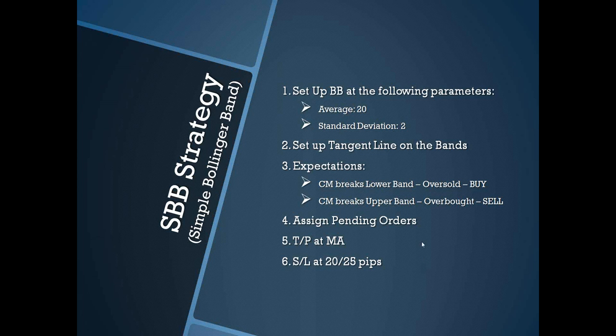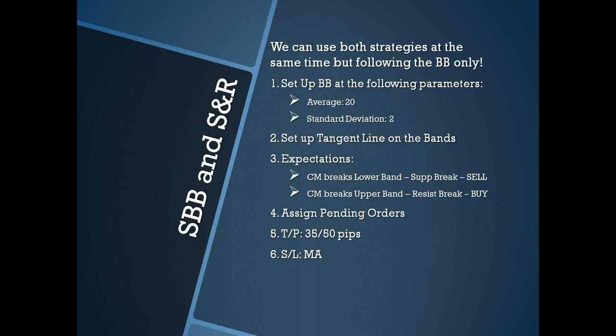So let's get back to what we can do with the SVB and SNR. Remember, SVB is the simple Bollinger Band strategy, and SNR is the support and resistance strategy. We can use both strategies at the same time, but following the Bollinger Band only, meaning that if you're putting pending orders, most of the time, if you're following the Bollinger Band, it won't reach the currency that you're assigning. So you need to be very careful.